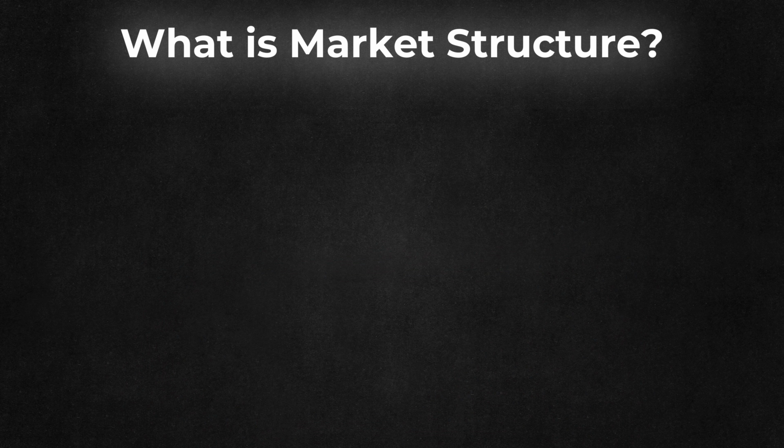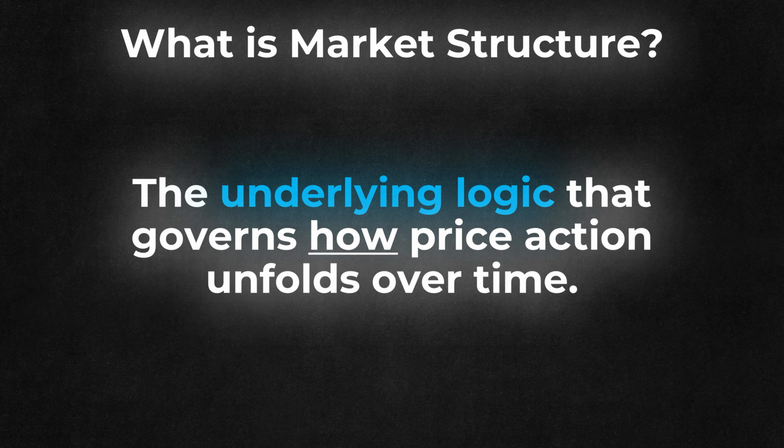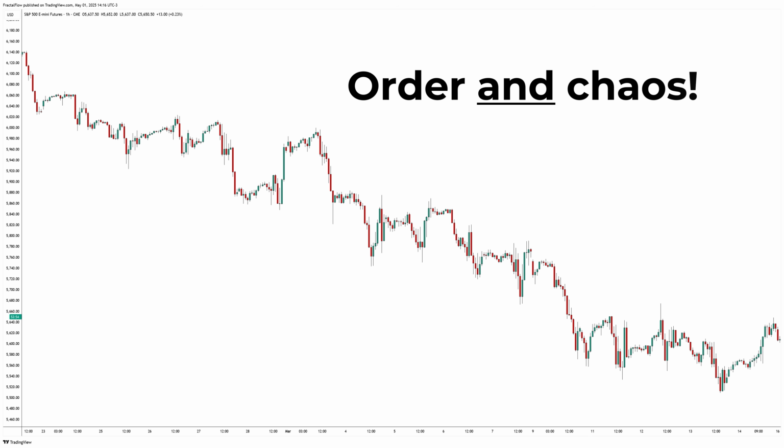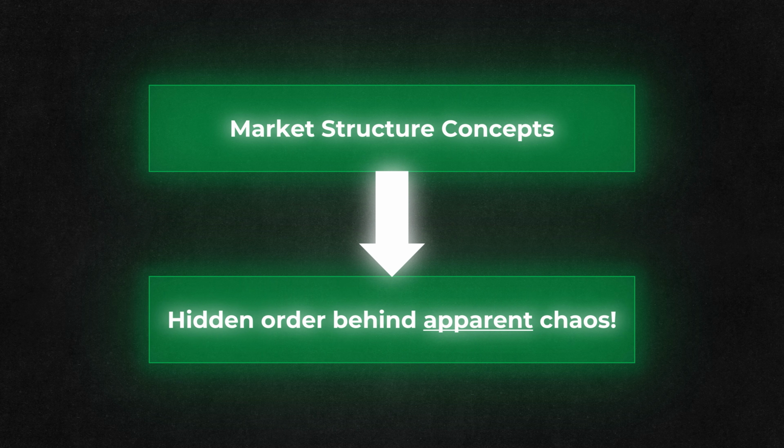So what is market structure exactly? Market structure refers to the underlying logic that governs how price action unfolds over time. When we look at a price chart, we often experience a dual perception. On one hand, the movements seem chaotic and unpredictable. On the other hand, there's an undeniable sense of structure and repetition beneath the surface. Market structure concepts aim to reveal the hidden order within this apparent chaos that allows traders to interpret price action through a more organized and meaningful lens.